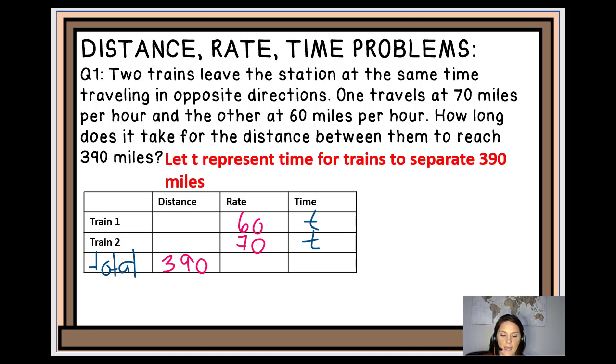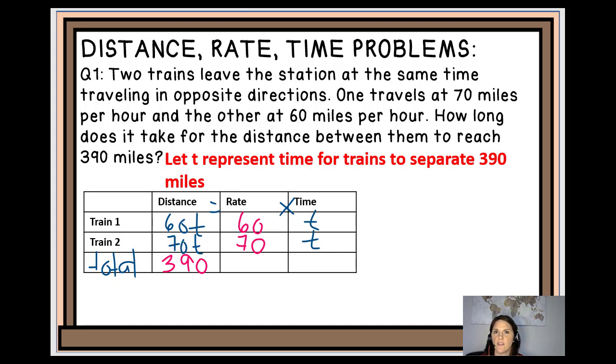Next, we're going to look at multiplying the rate times time because distance is equal to rate times time. So 60t is under the distance and 70t for train 2 under the distance.